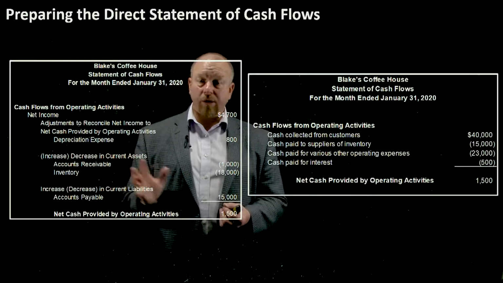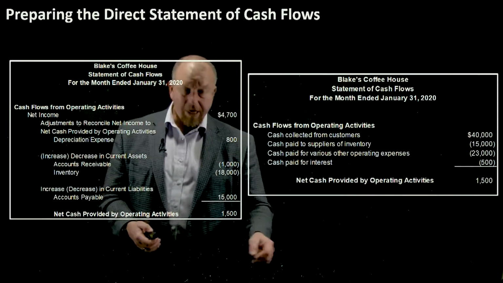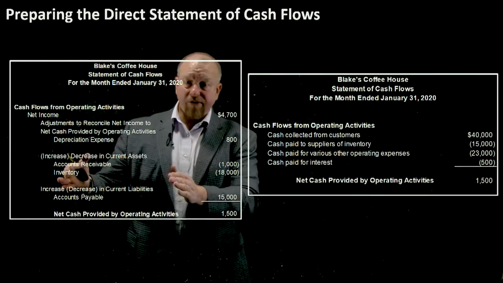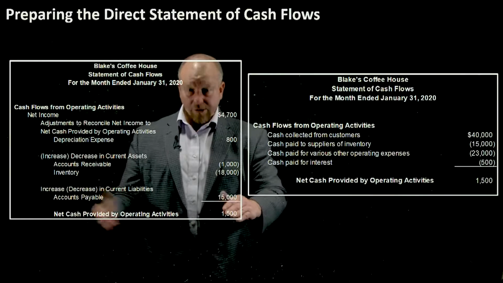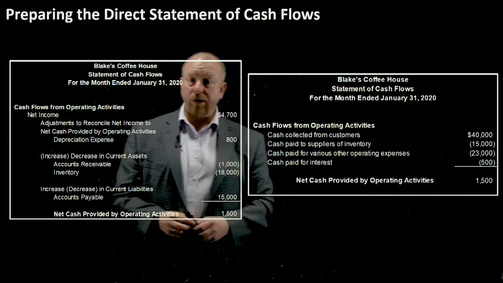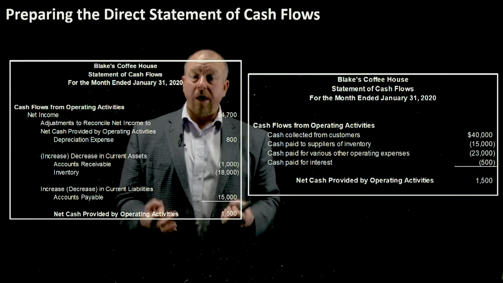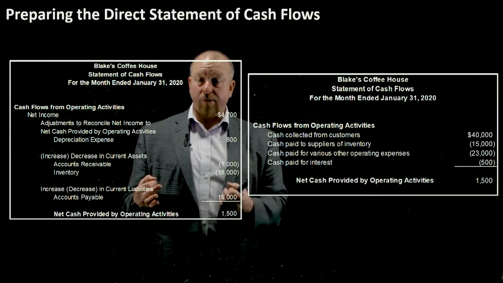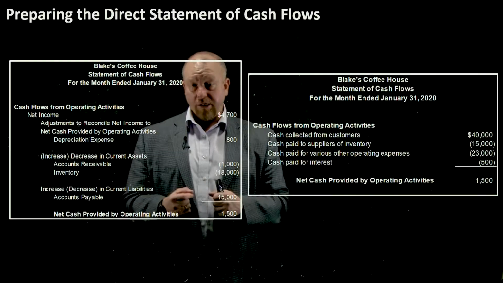You already watched a whole video on how to prepare the indirect statement of cash flows. And what I'd like to point out is, here's your indirect statement of cash flows that provides information about operating cash flow, $1,500. The direct method shows cash coming in of $1,500. They give us the same cash flow. Operating cash flow is cash flow. Whatever it is, cash is cash. It's the presentation that differs.